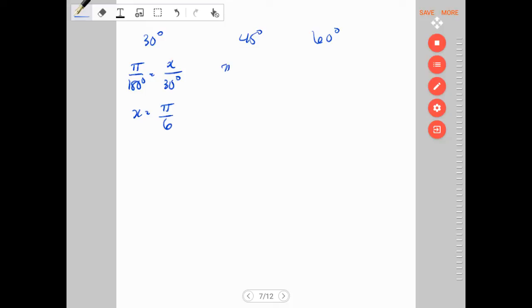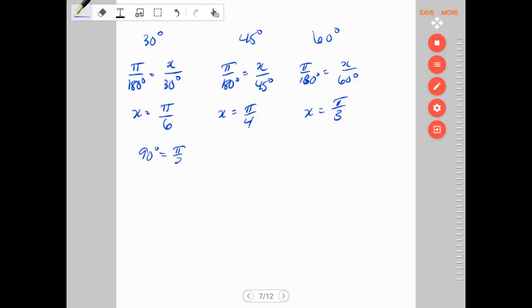Okay, pi over 180 is equal to x over 45. 45 times pi divided by 180 gives us pi over 4. And 60 degrees, that's pi over 180 equals x over 60. So that gives us x is equal to pi over 3. We did 90 degrees on a previous example. We know 90 degrees to be pi over 2. Okay, and so let's go back to our previous page and apply that information.